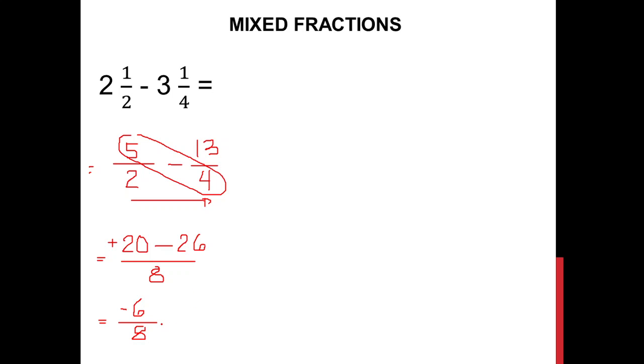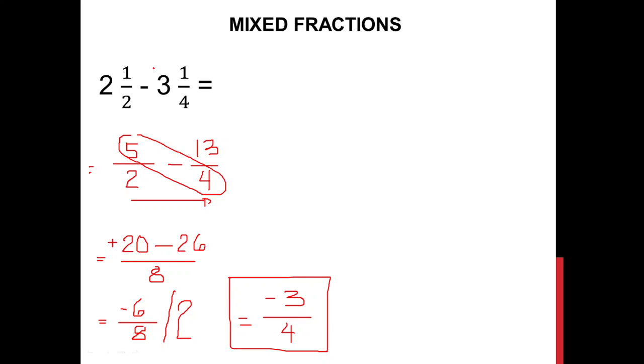So from here, we can now simplify. We can divide both sides by a common factor, which is 2. So we have negative 6 divided by 2. Negative divided by positive will give you a negative result. 6 divided by 2, that is 3. Positive 8 divided by 2, that is 4. So this will be our answer.